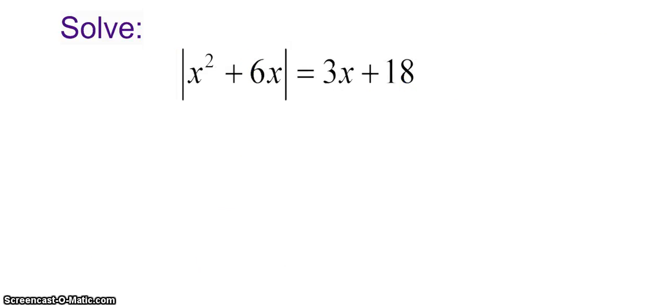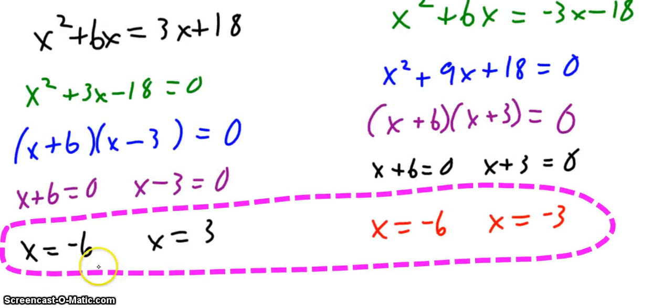Next one, absolute value equation. We did a lot of these yesterday. I want you to try this on your own. Pause the video, unpause when you're ready to check your work. Alright, so here we should end up with x equals -6, x equals +3. On the other version we also get x equals -6 and x equals -3.